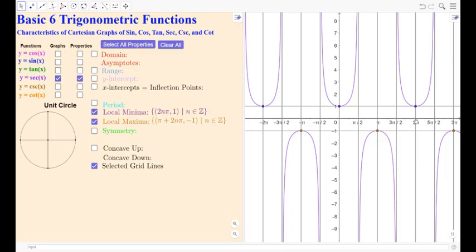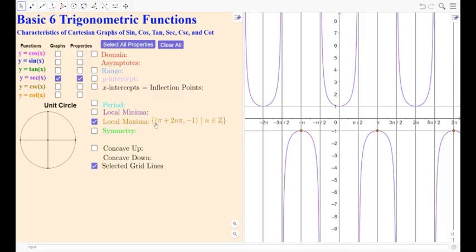Well, they're 0, 2 pi, -2 pi. So they're multiples of 2 pi. So that's the set of ordered pairs (2n pi, 1) such that n is an element of the integers. They're ordered pairs because they're points. The y values are 1, but then the x values are 2n pi. Now that's all those guys.